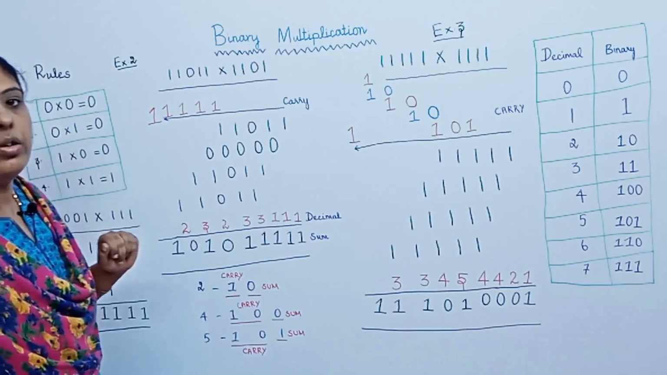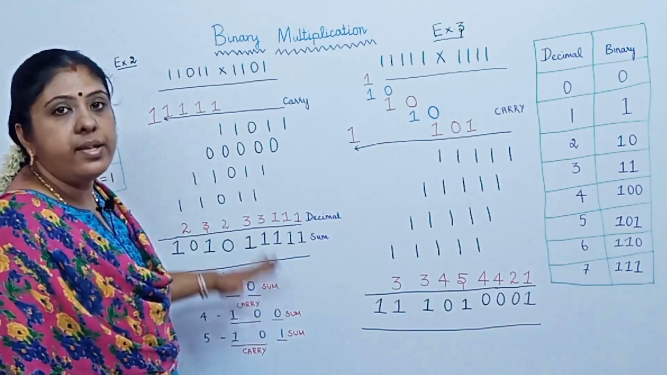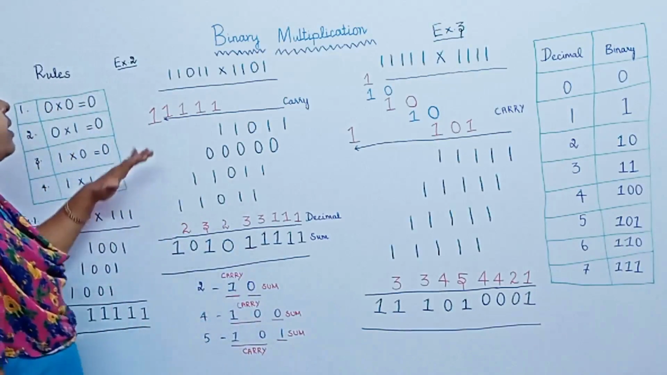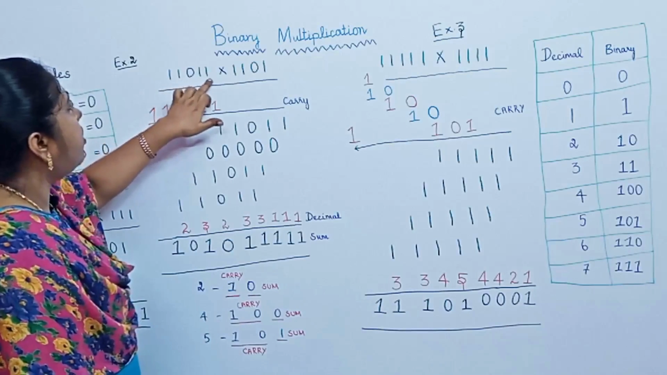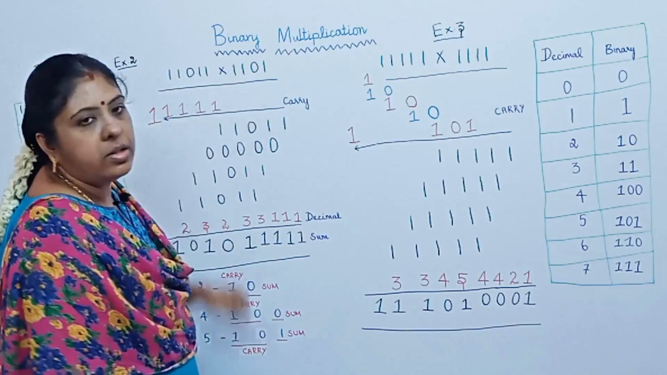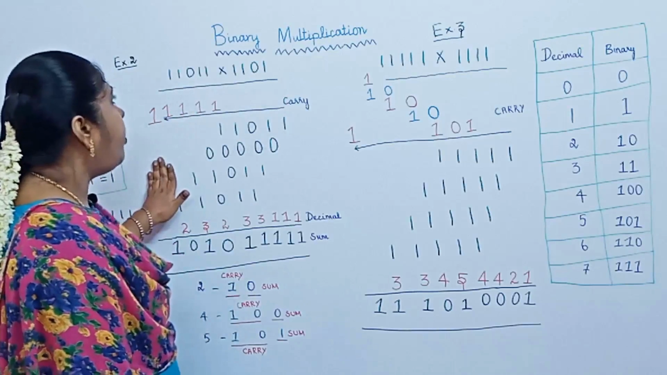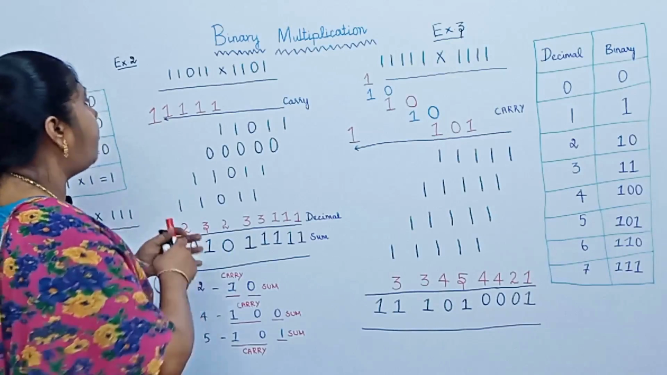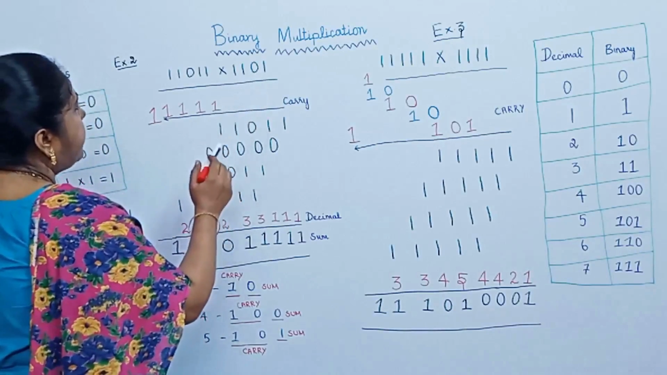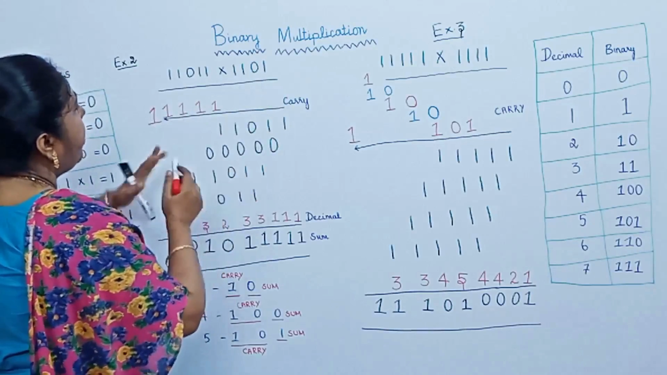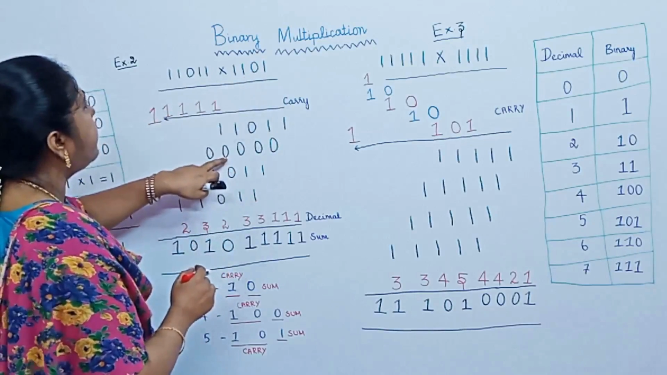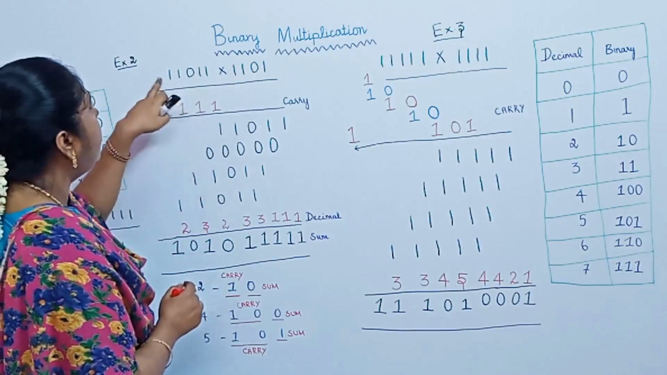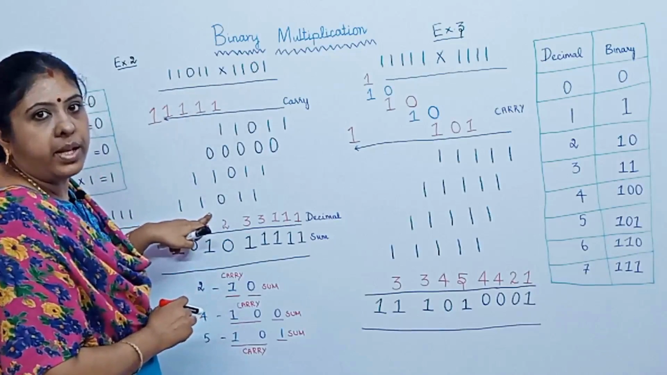Okay, now moving on to example 2. By knowing these details, we want to apply all those details here. Consider an example: 11011 into 1101. We want to multiply. As per the normal multiplication, the 4 rows are placed. For the first digit, 1, it is multiplied. Again, the second digit, 0, is multiplied. And then the third digit, 1, is multiplied. Again 1. Again the numbers are placed.